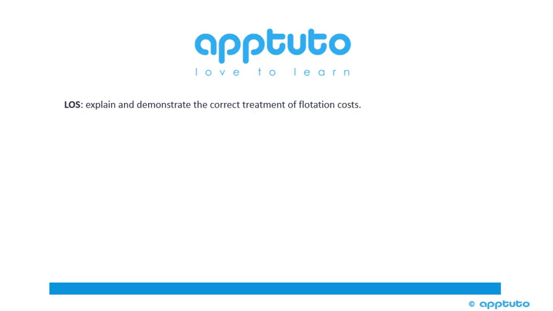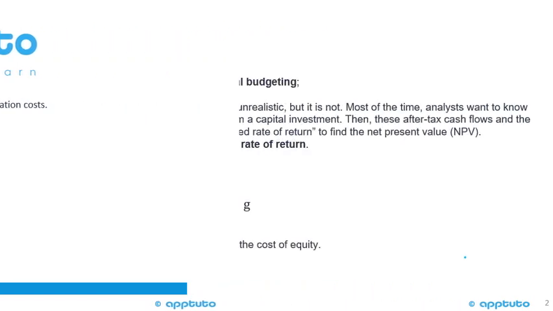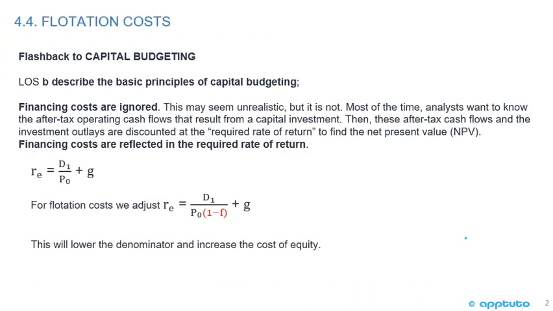This LOS is to explain and demonstrate the correct treatment of flotation costs. Now for this LOS, we're going to flash back to capital budgeting and an LOS that we've seen before, which is to describe the basic principles of capital budgeting. And I put in bold here that financing costs are ignored. This may seem unrealistic, but it is not.